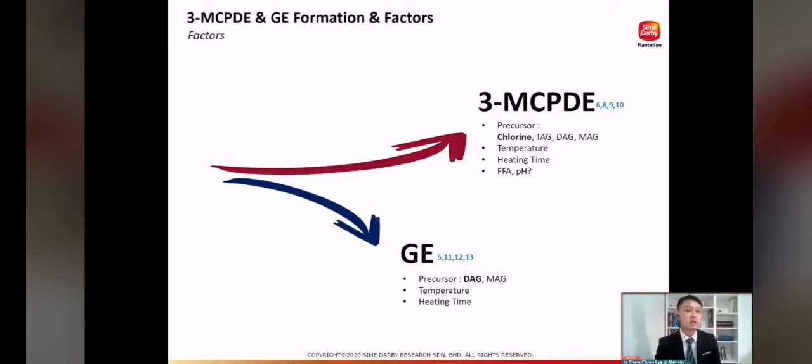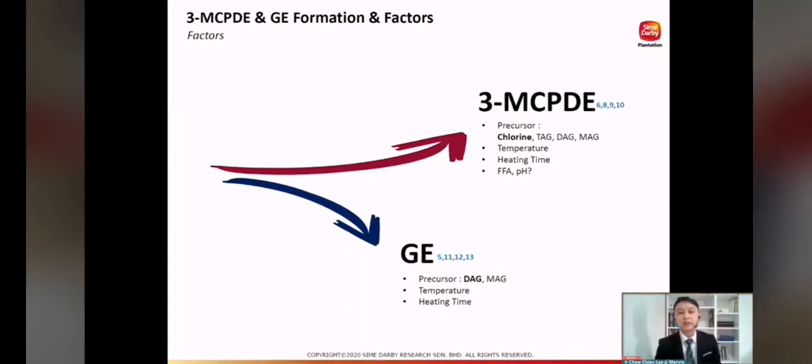And I also include one thing which is FFA. There's a lot of argument whether FFA affects the 3-MCPDE formation. Some will say yes, some say no. What we can understand here is this FFA actually indirectly affects the formation of 3-MCPDE, because when the FFA is high in the CPO, it actually increases the acidity of the oils, which eventually increases the rate of reactions for 3-MCPDE.